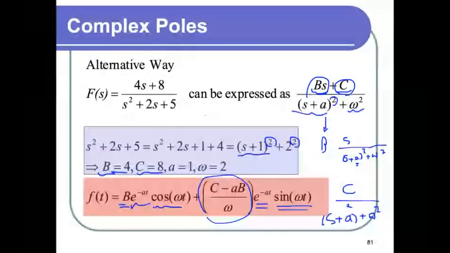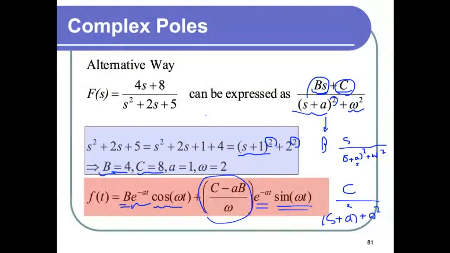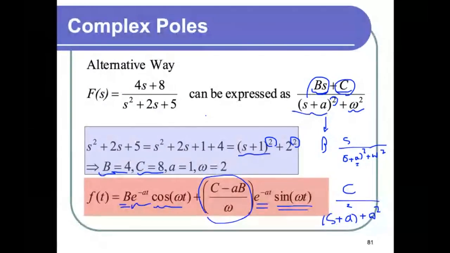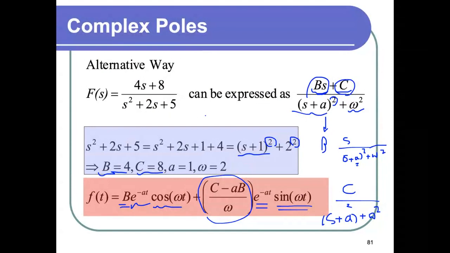And there are multiple ways to go around it. One way is to do it business as usual, treat them as distinct poles. The issue with that is that you will have a complex valued function, but you can still convert it to a real function using Euler's identity. The other method is to use completion of squares. And with completion of squares, you'll be done. And both methods are equivalent.